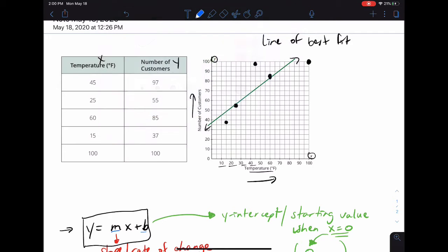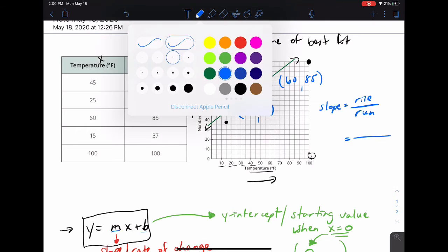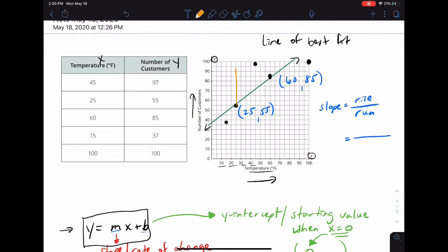Well, we are going to use those 2 dots. The first dot is at 25, 55. The second dot is at 60, 85. So what I'm going to do is, remember, slope is rise over run. So I have to figure out what's the rise here. Well, how many am I going up? If I go up, I've gone too far. Not high enough. I need to get to the level of the other dot.